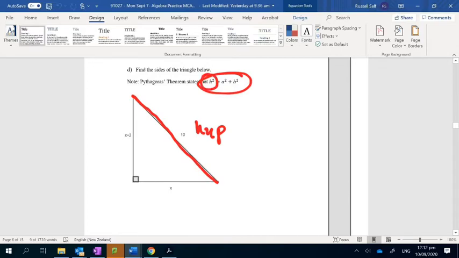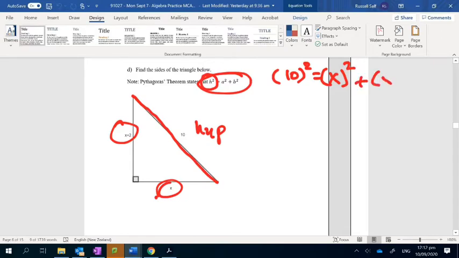That's H. For the other two, it makes no difference, but for that one, you have to put it in the right place. So what am I going to put in place of H? 10. And remember, they're all squared. So then I'll just use this one and this one. So x squared plus x plus 2 squared.